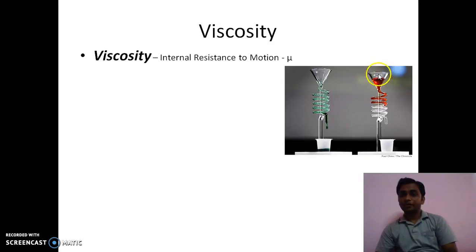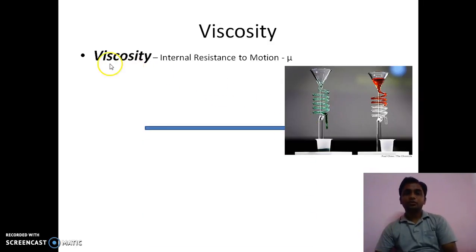But when we see the second fluid, fluid B, what is happening? Fluid B is not passing very smoothly. It is offering more resistance as compared to this one. So we can say that fluid B is offering more resistance to its motion. That's why it is known as a highly viscous fluid. Whereas fluid A is not giving a high resistance to its own motion and it moves out easily. That's why it is known as a low viscous fluid.